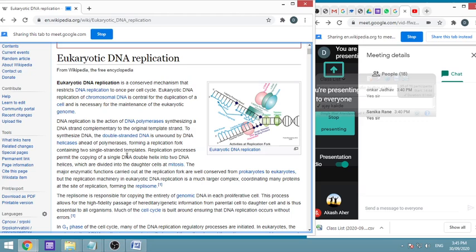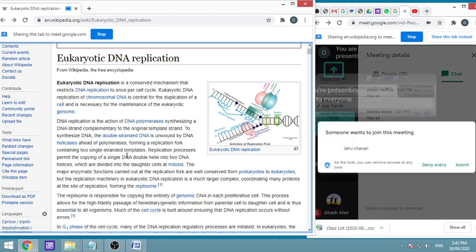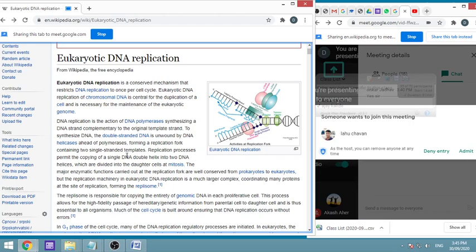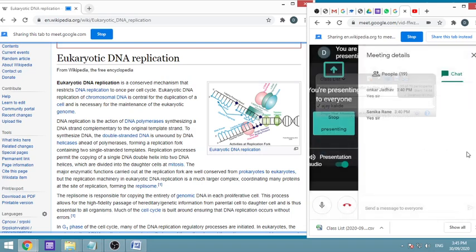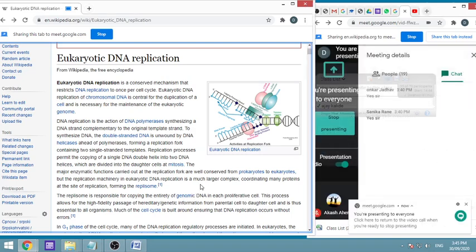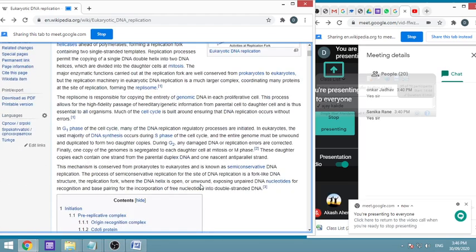This process involves so many enzymes, and these enzymes, which carry out replication at the replication fork, are well conserved from prokaryotes to eukaryotes. The replication machinery in eukaryotic DNA is a much larger complex. It coordinates many proteins at the site of replication, and by that it forms the replisome. So what is the replisome? It is responsible for copying the entire genomic DNA in each proliferative cell.